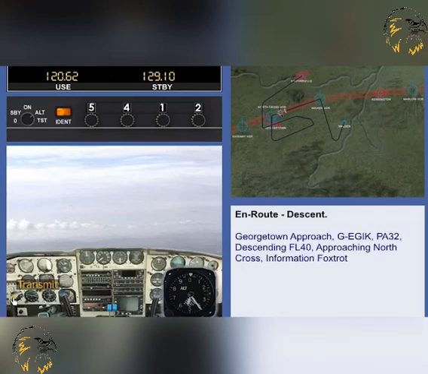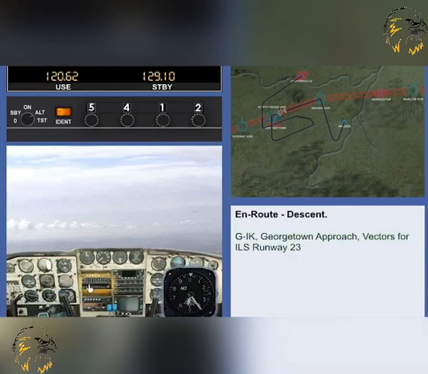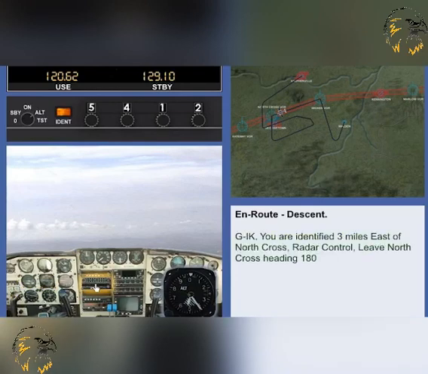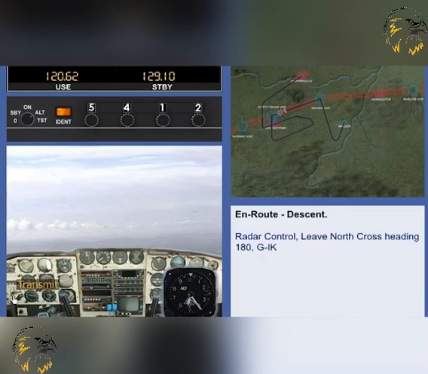Georgetown approach, Golf Echo Golf India Kilo. PA-32, descending flight level 40, approaching North Cross, information Foxtrot. Golf India Kilo, Georgetown approach, vectors for ILS runway 23. ILS runway 23, Golf India Kilo. Golf India Kilo, you're identified 3 miles east of North Cross, radar control. Leave North Cross heading 180. Radar control. Leave North Cross heading 180. Golf India Kilo.